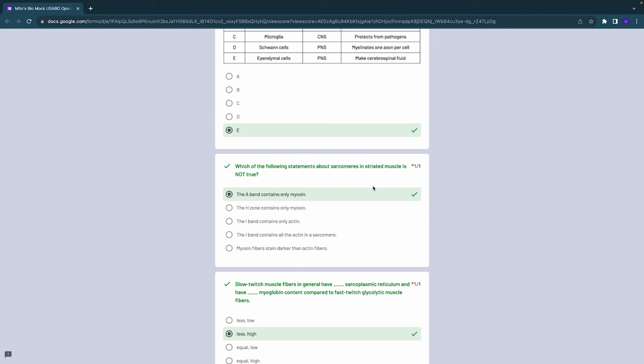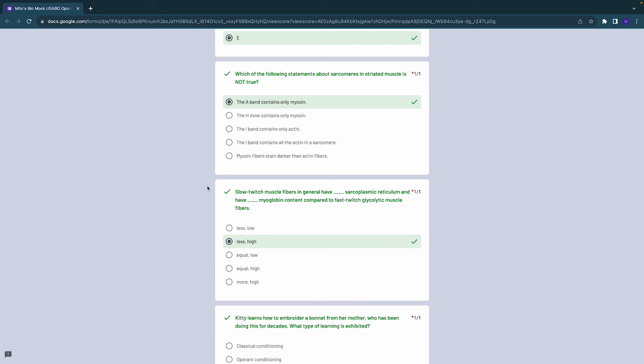And then this one is knowing what a sarcomere looks like. There's an acronym for it, MHAIZ, maze. You can look up a picture of it. But basically, the A band doesn't contain only myosin, it contains all the myosin, whereas the H zone is the one that contains only myosin.